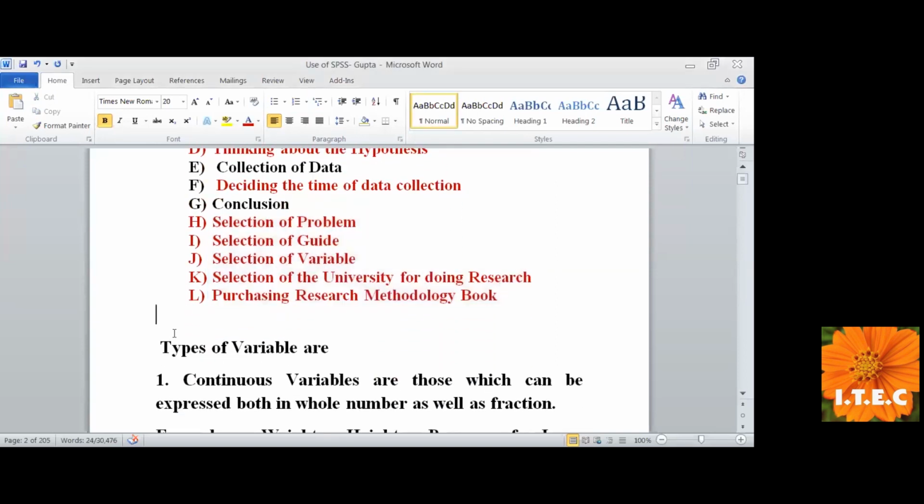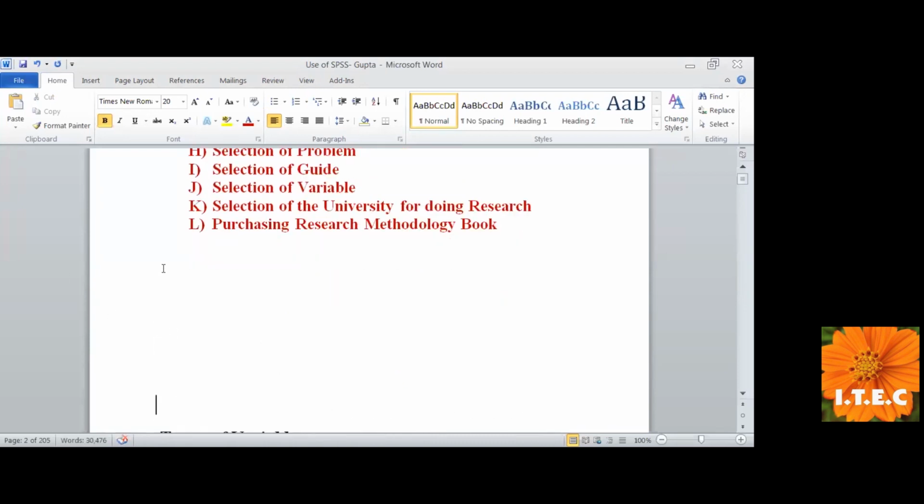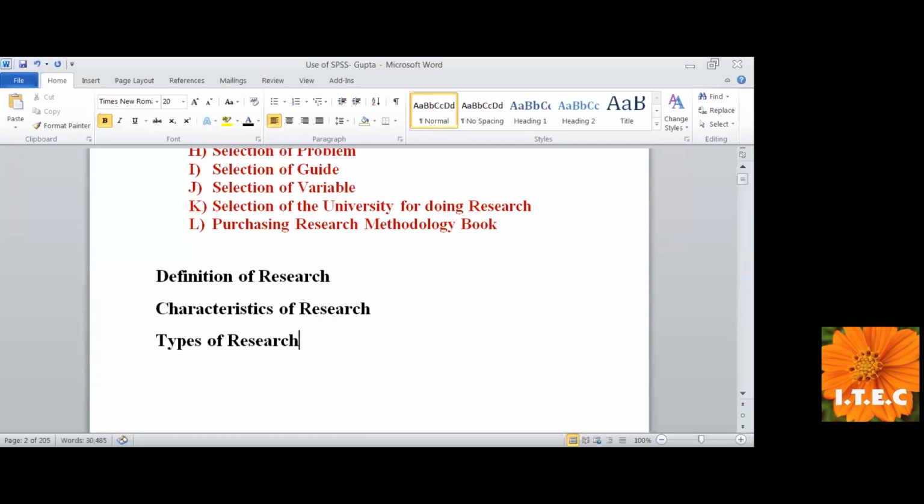So let us now start with the basics. Today in this particular lecture, I will be telling you the definition of research. I will be telling you the characteristics of research. Then I will tell you the types of research. And then I will tell you the steps of research.